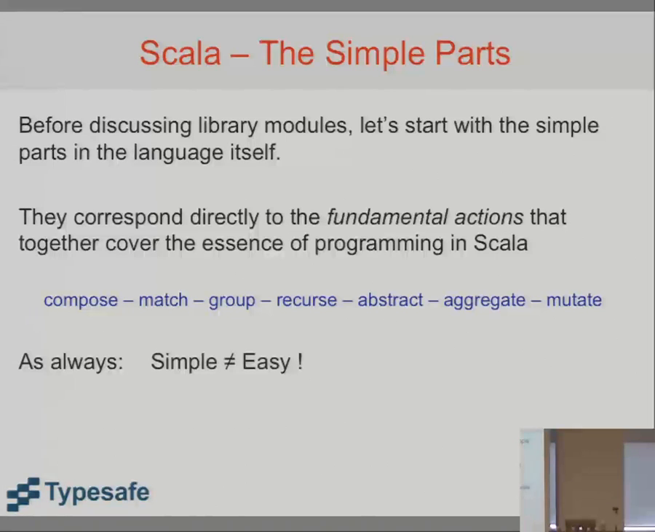Okay, so I come now to the language, and maybe I won't have time to discuss library modules anymore, but I want to start with the simple parts in the language itself. One way to express them is that they correspond directly to fundamental actions that every programmer does during programming, and that together, I believe, cover the essence of programming in Scala. So the actions that you're going to see are composing, matching, grouping, recursing, abstracting, aggregating, and mutating at the end.